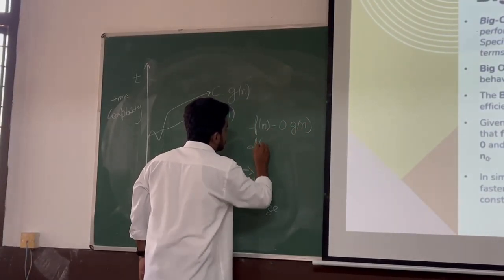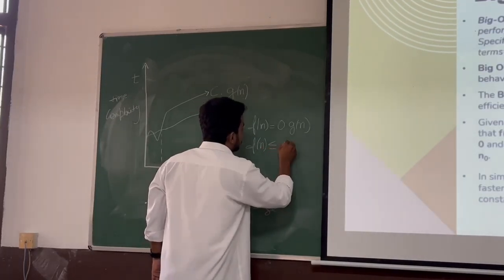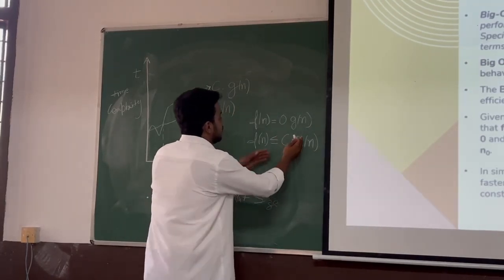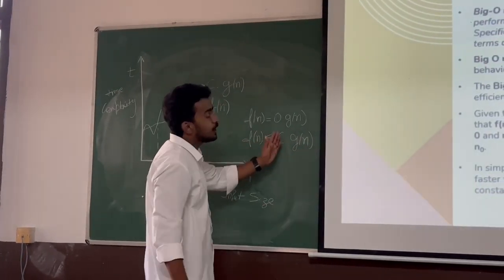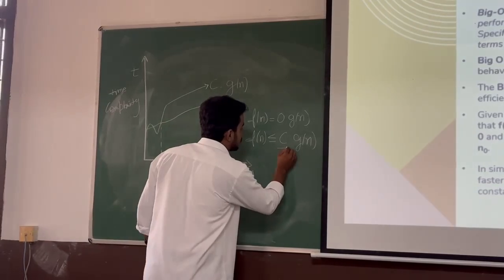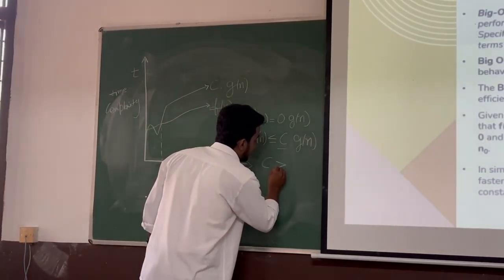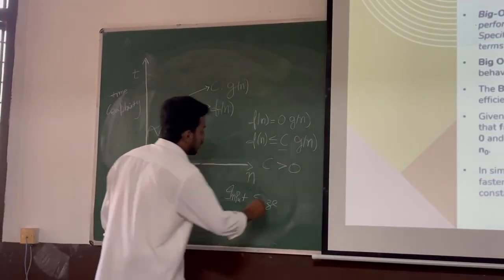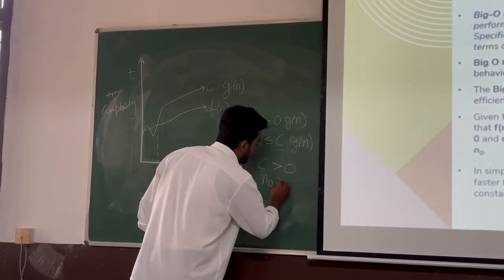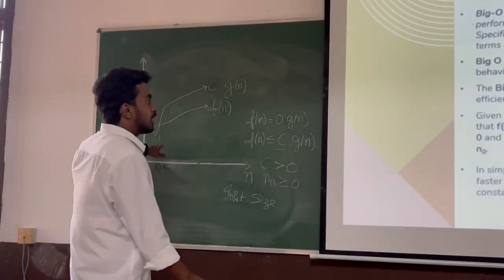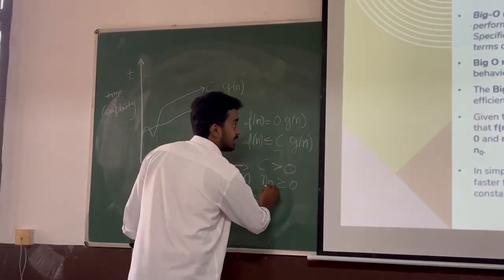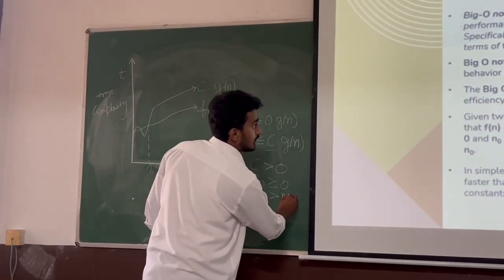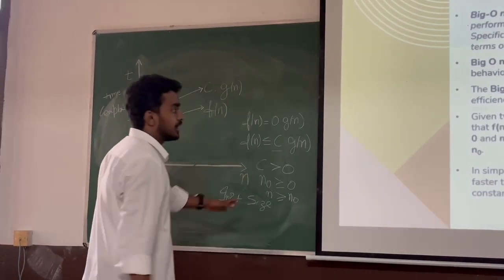The equation goes as follows: f of n is less than or equal to c times g of n. We have to make sure that c is always greater than 0, that the n0 value is also greater than or equal to 0, and finally that n is greater than or equal to n0.